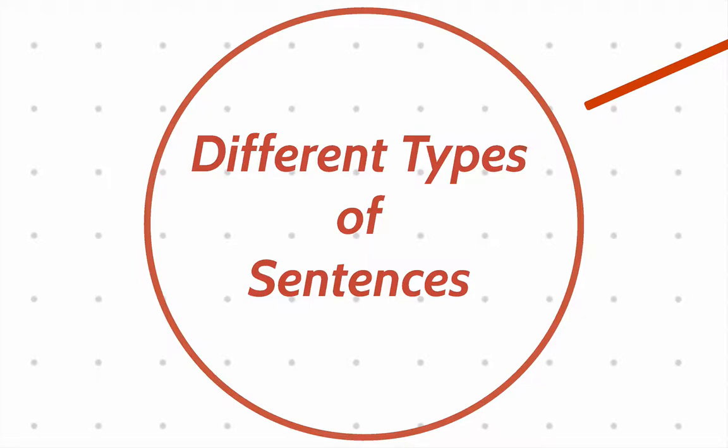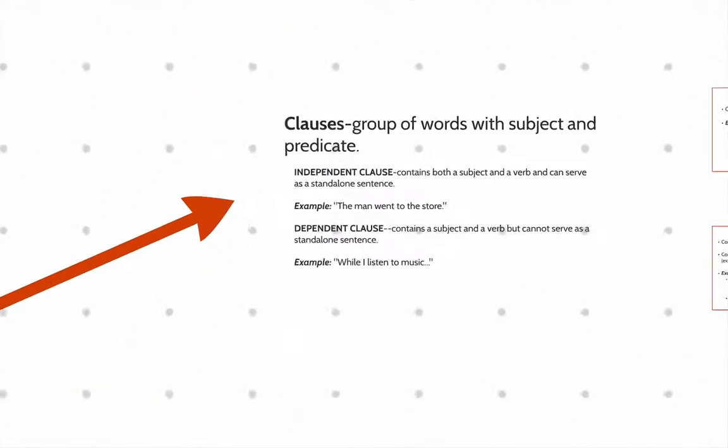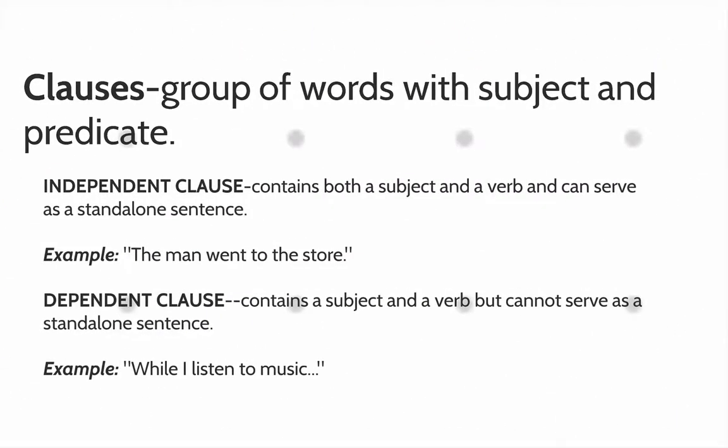So let's talk first of all about different types of sentences. There's something called clauses. Clauses are just groups of words with a subject and a predicate, and you can have an independent clause or a dependent clause. An independent clause contains both a subject and a verb, and it could actually serve as a standalone sentence. An example would be, the man went to the store. A dependent clause contains a subject and a verb, but it can't be a standalone sentence on its own. It would be a sentence fragment.